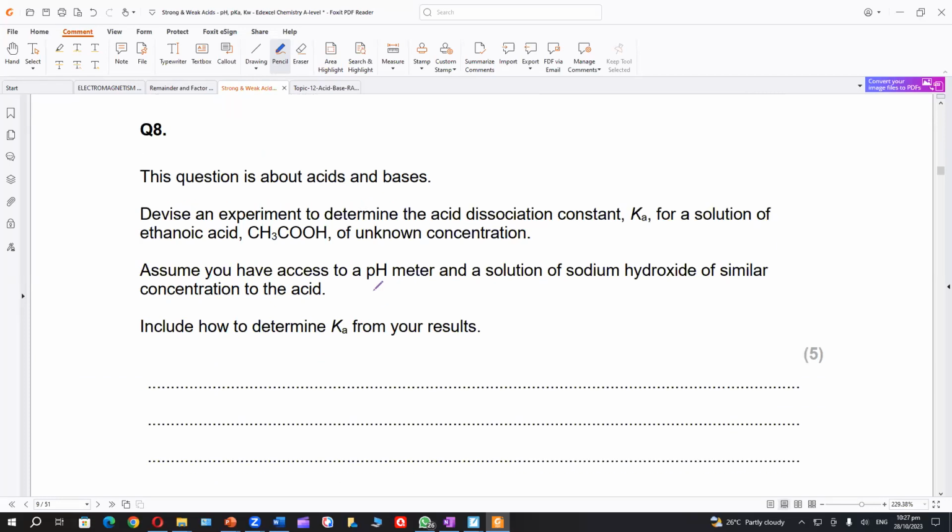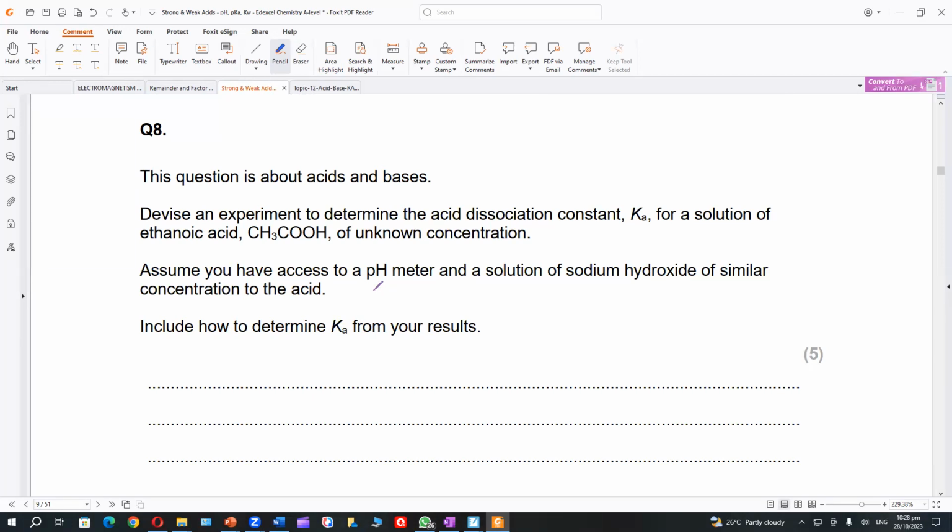This question is about acids and bases. Devise an experiment to determine the acid dissociation constant for a solution of ethanoic acid of unknown concentration. This is a paper 3 question. Assume you have access to a pH meter and a solution of sodium hydroxide of similar concentration to the acid, and include how to determine Ka.